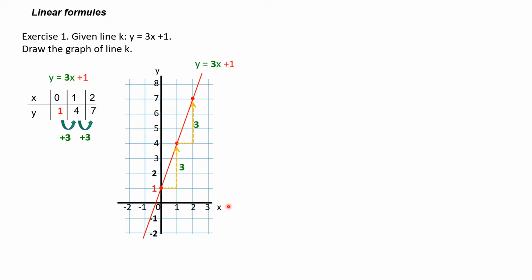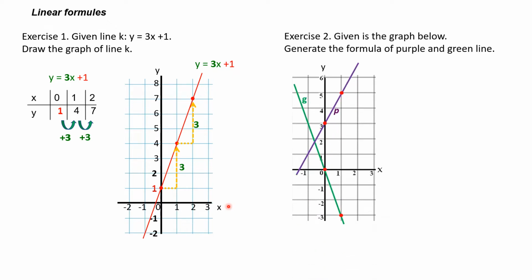So keep that in mind when we are going to do the opposite. We're going to generate a formula if you have a graph. Okay, this is how we're going to do it. We have two lines, the purple and the green line. The purple line, line P.